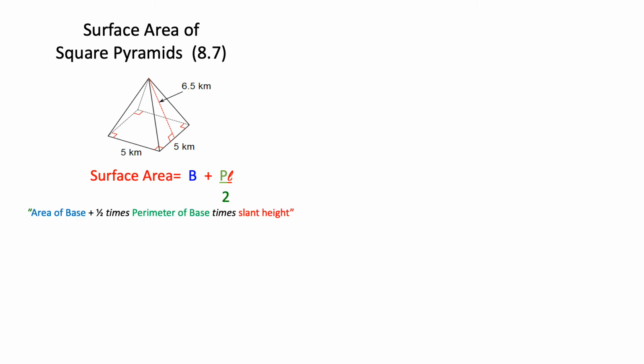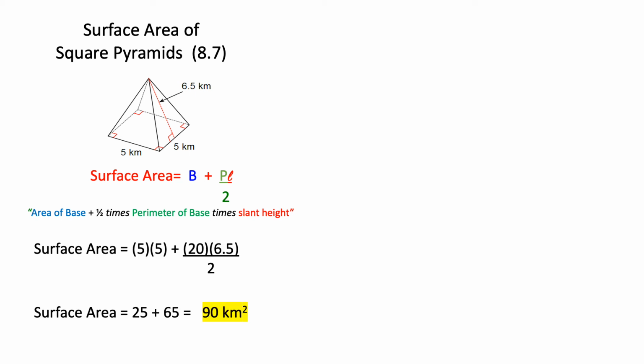Next, we can look at the surface area of pyramids. Again, we're going to unfold. We could unfold and find the area of each piece, but we are using this formula: the area of the base, which is the area of the square, plus the perimeter of the base times the slant height divided by 2. We just substitute and solve the values. Notice the perimeter is 5 plus 5 plus 5 plus 5, or 20.